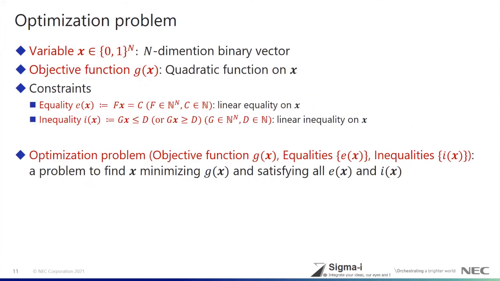Now we formulate optimization problems input to the quantum annealer. Variables: an n-dimension vector of binary variables. The objective function is a quadratic polynomial, and constraints are linear equalities or inequalities. An optimization problem is defined by an objective function and several constraints.